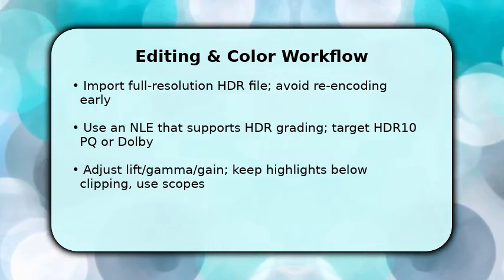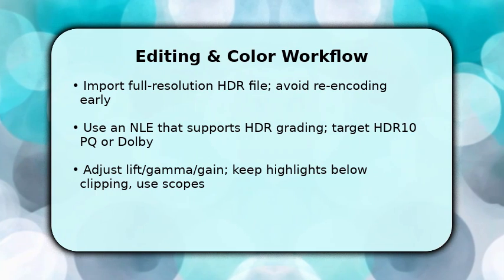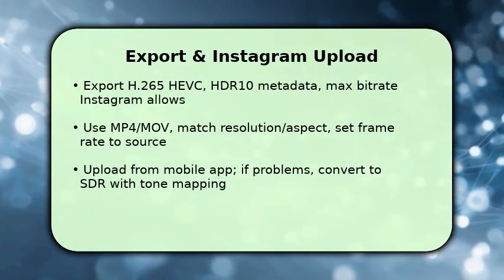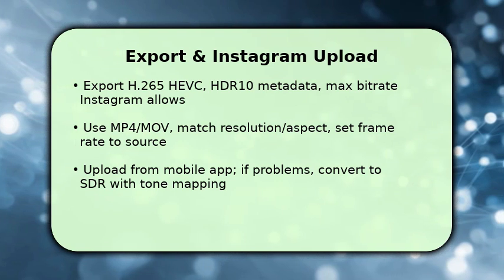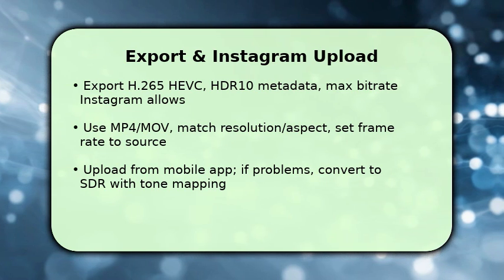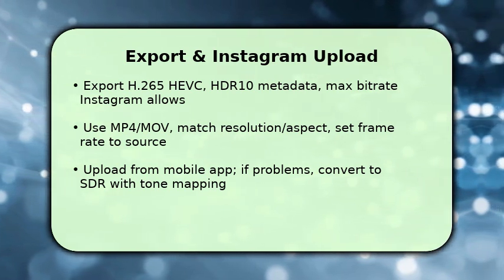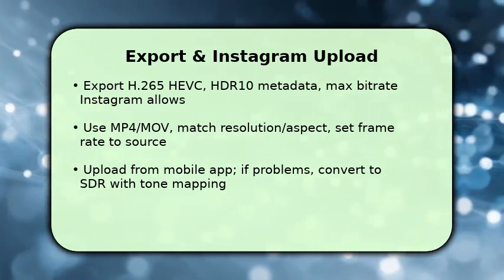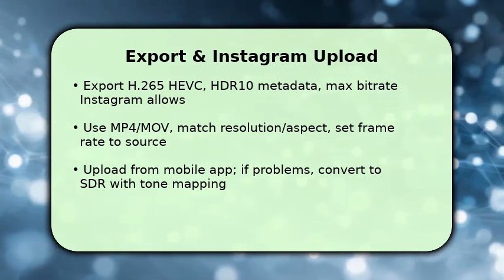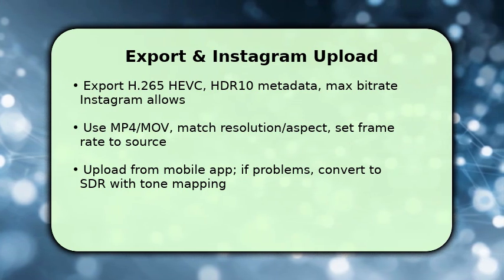Once the grade looks nice, you finish by exporting H.265 HEVC with HDR10 metadata, because Instagram reads that on compatible devices. Choose MP4 or MOV, match the source frame rate and resolution, and use the highest bitrate Instagram accepts to reduce recompression. Transfer the file to your phone without altering metadata and upload from the Instagram app.